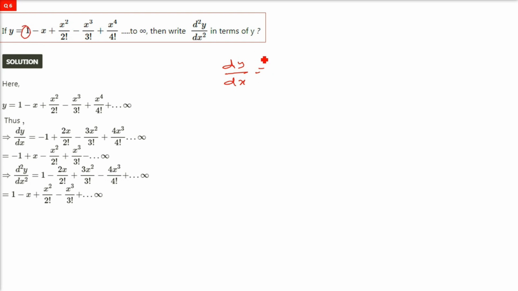dy by dx, 1 is 0. I'm differentiating it directly. Minus x, it will be minus 1, plus this is factorial 2 in the denominator. We don't have to do anything to this. x square will be 2x by factorial 2. Here minus, you have x cube as 3x square divided by factorial 3. You have x to the power 4, it will be 4x cube divided by factorial 4, and this goes on for infinite times.